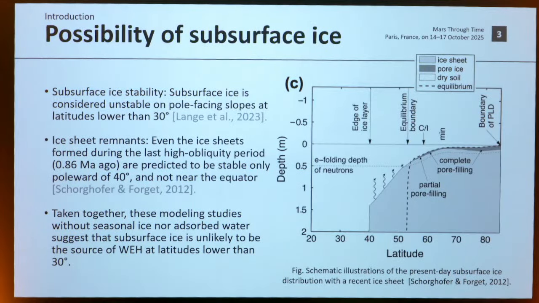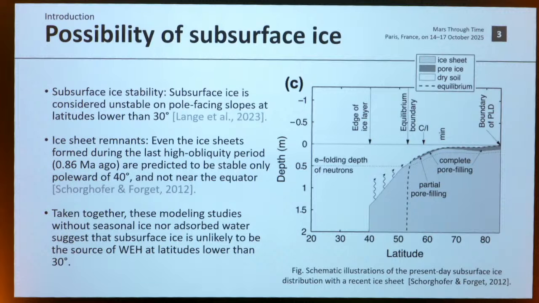Now I would like to mention the previous numerical simulations of the subsurface water distribution. First, Lange et al. 2023 suggest the subsurface ice is considered unstable on pole-facing slopes at latitudes lower than 30 degrees.